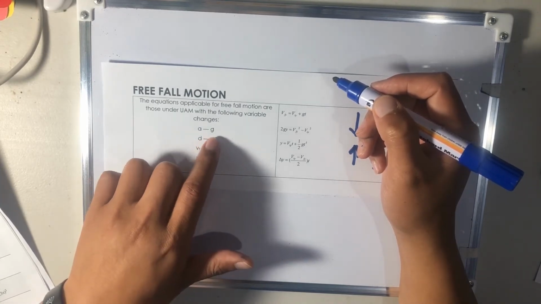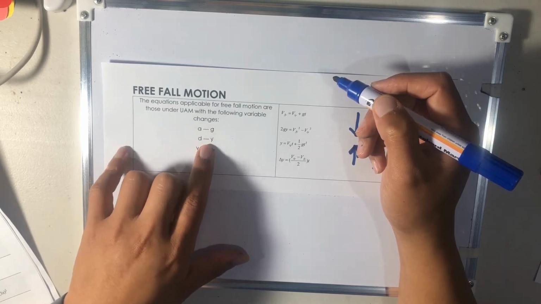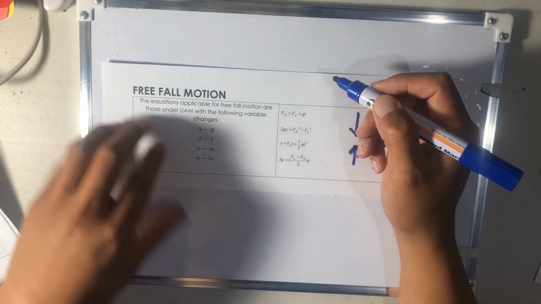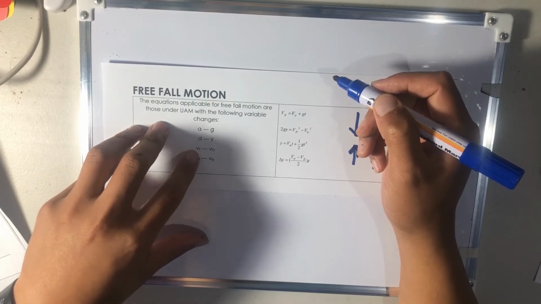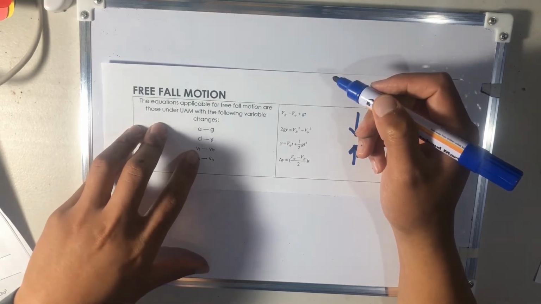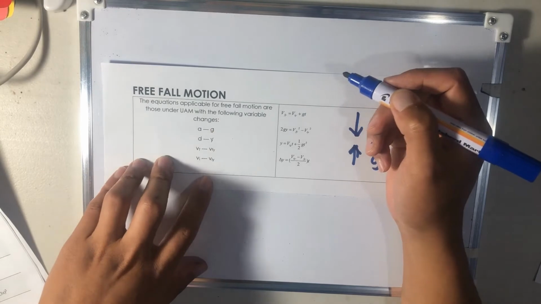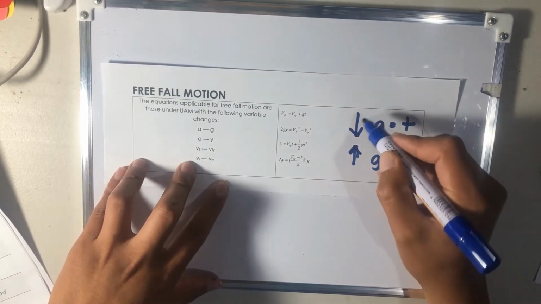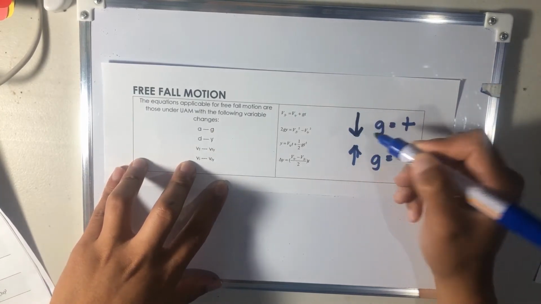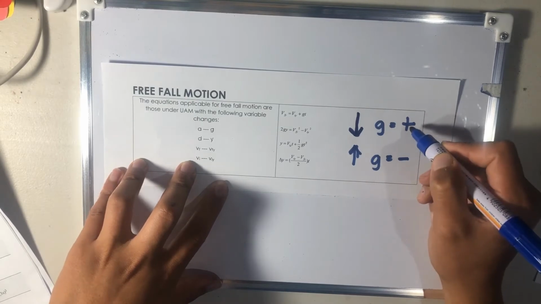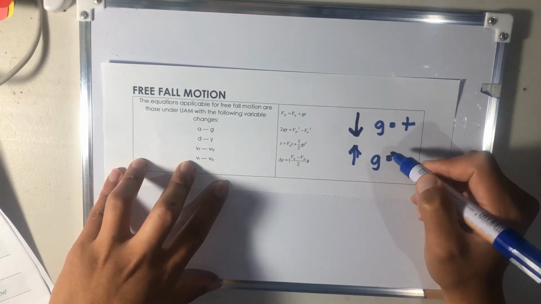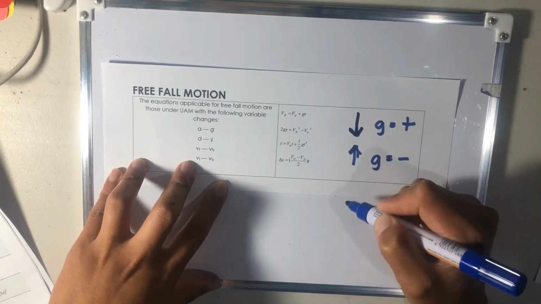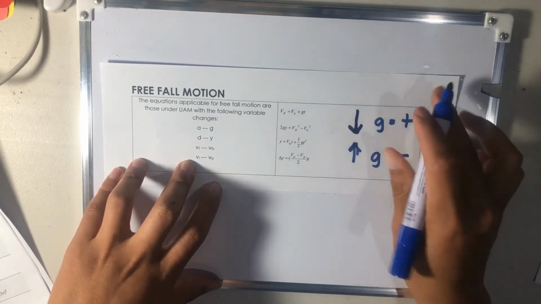The acceleration due to gravity is constant, that is 9.8 meter per second squared, or 980 centimeters per second squared, or 32 feet per second squared. Then take note that if the object goes down, we will denote g as positive, since we know that the object is accelerating, and we will denote g as negative as it goes up.